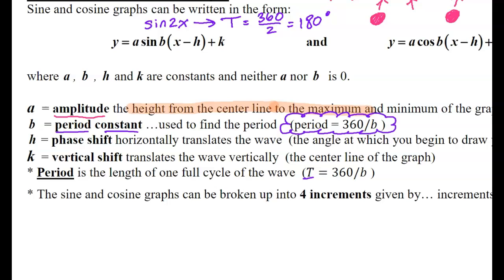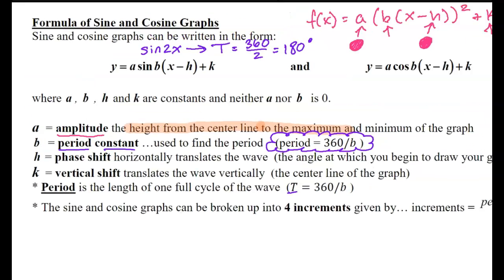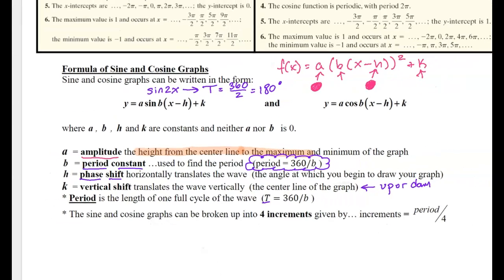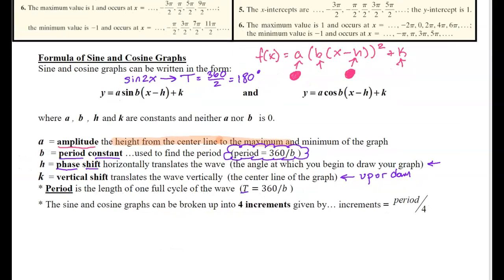H is, remember, our horizontal translation, the shift left or right. They now call it the phase shift. So H still behaves the exact same way. It still just shifts the graph left or right, but it's now called your phase shift. And K is still the exact same. It's our vertical shift. It's what shifts us up or down. And H is what shifts us left or right.